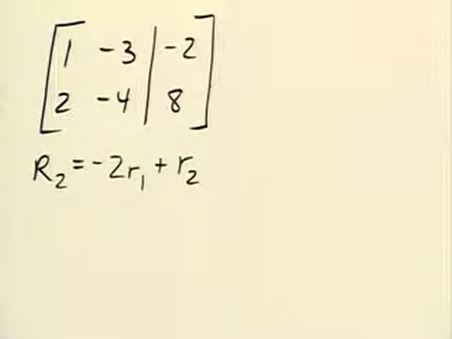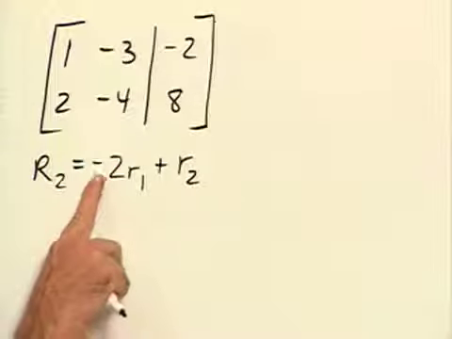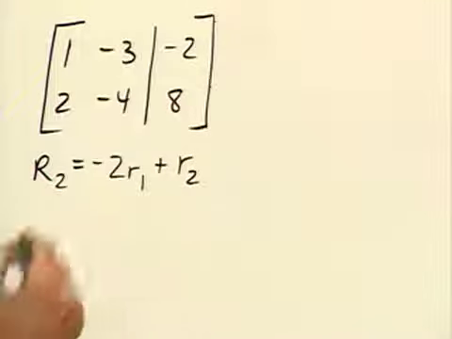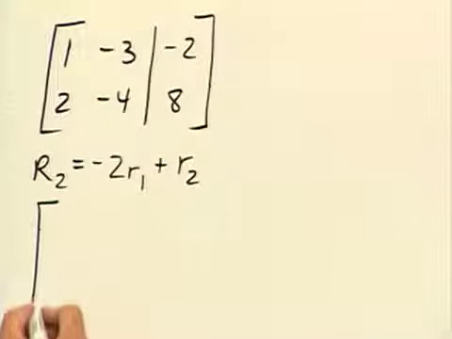For this problem, we are going to perform the row operation to form a new row 2. And the row operation is to multiply row 1 by -2 and then add that to row 2. So let's make a new matrix and show this row operation.